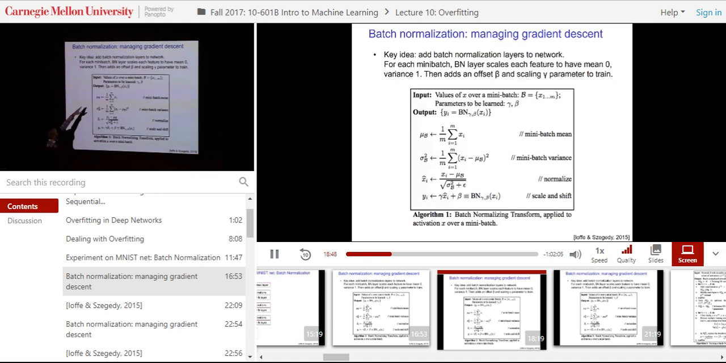And so basically what you do is, if I have m examples in my mini batch, I first calculate the mean over those m examples of feature i. I get the variance also. And then I fix x sub i for every one of those examples for feature i, every example in the mini batch. I replace the old xi by a new one, I'll call it xi hat, which is just its old value minus the mean divided by the variance.